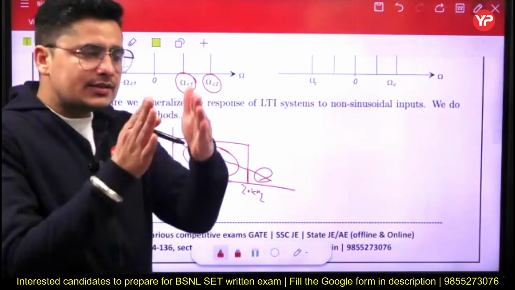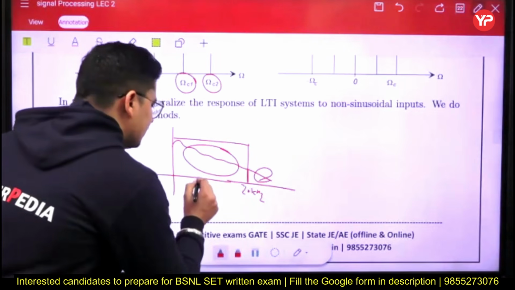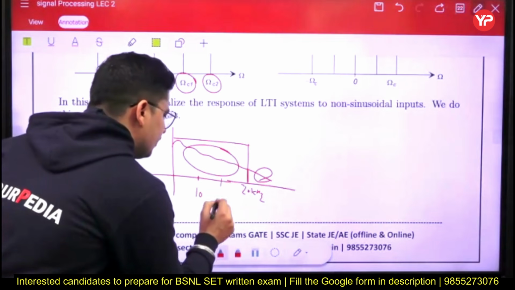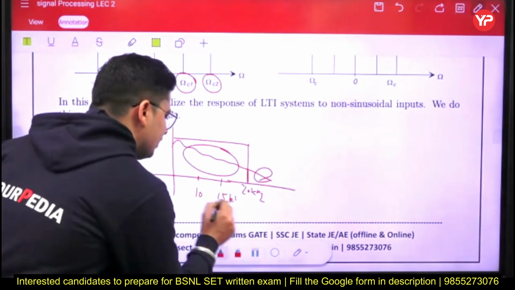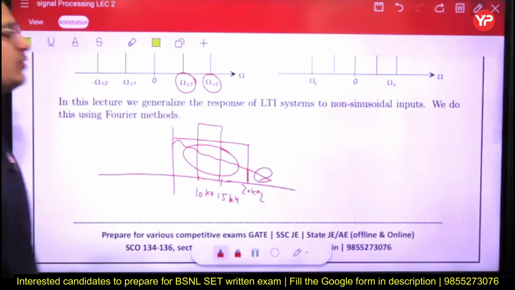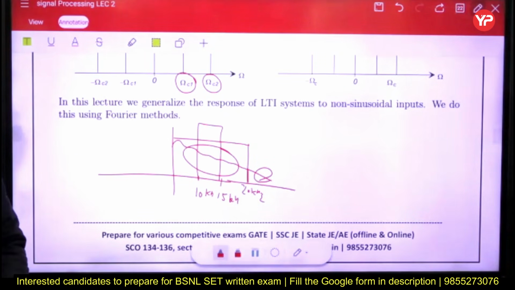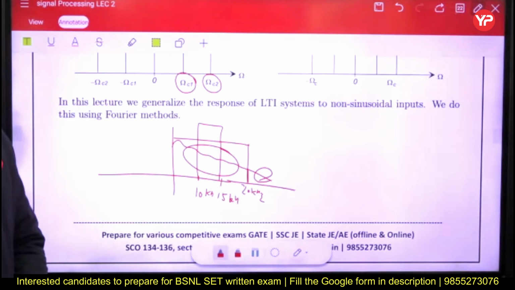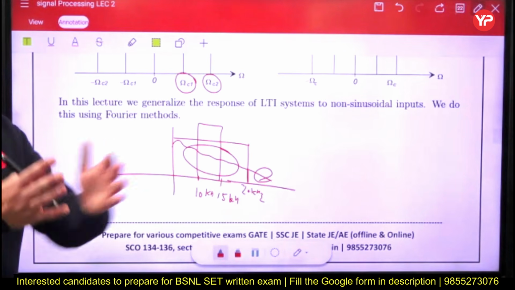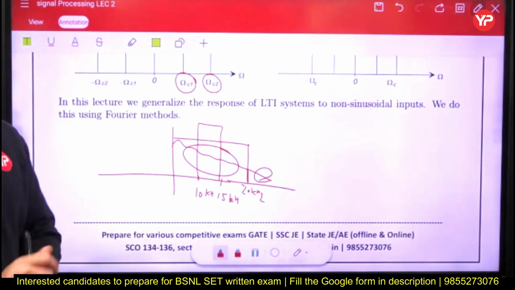If you want only certain frequencies to pass, say only the 10 to 15 kilohertz frequencies to be available in my output, what should I do? I will use a band pass filter so that it will pass only frequencies from 10 to 15 kilohertz. Did you understand what filtering means? Filtering means we want to select a certain range of frequencies to pass, and all other frequencies will be rejected.